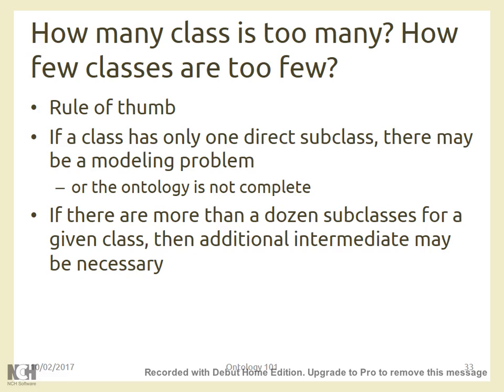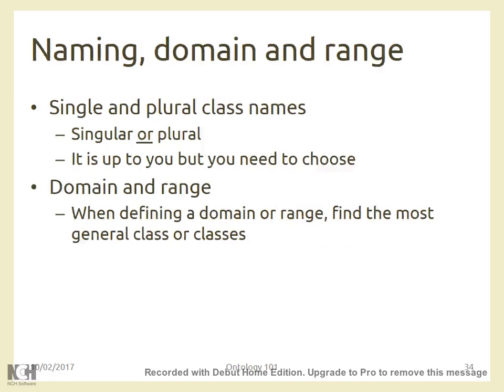And the other rule says that if there are more than a dozen subclasses for a given class, then maybe it's needed to add some intermediate classes to better classify these dozen subclasses. This is our rule of thumb. In some cases, you have more than a dozen subclasses, for example for some taxonomies, because the world is so populated and you need them. But as a general direction, one class with only one direct subclass could present a problem in the modeling of the ontology. Otherwise, more than a dozen could be necessary to better split and categorize these classes.